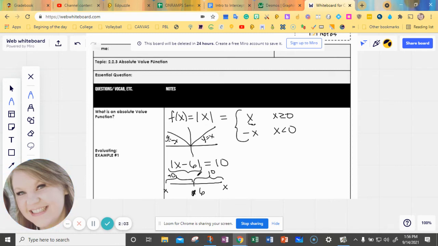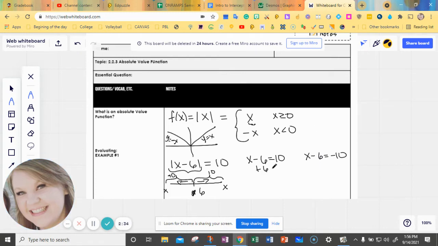Now notice I went 10 in both directions because they don't tell me which. So on the number line, I can go 10 to the right and I can go 10 to the left and still be 10 away from 6. And so I'm actually going to break this apart into two different directions. I'm going to say the distance between x and 6 is 10 to the right, and then the distance between some number and 6 is 10 to the left. That's what that negative 10 is representing.